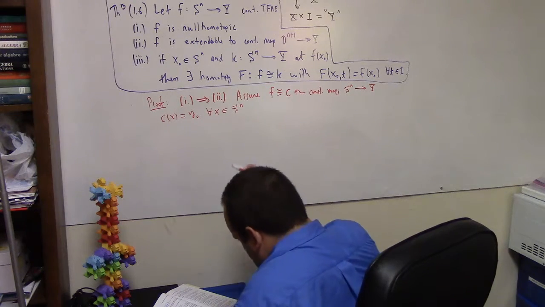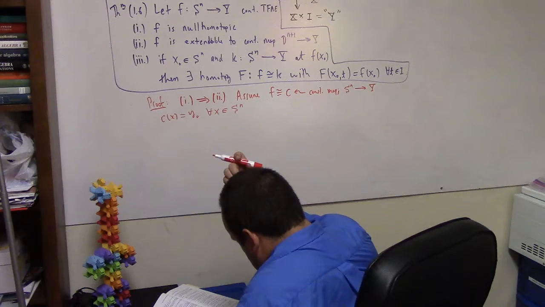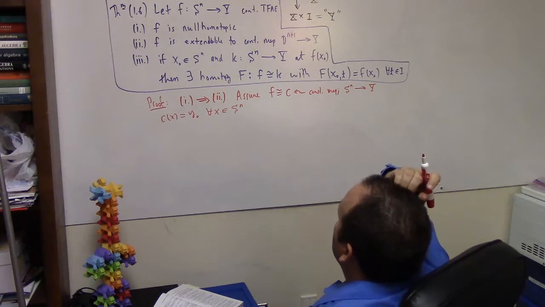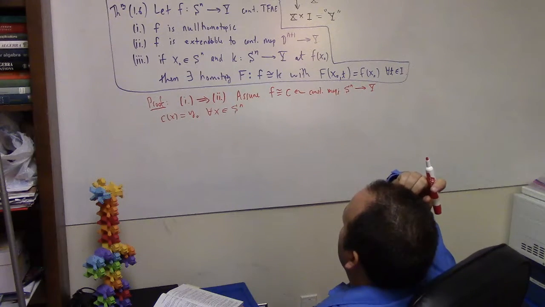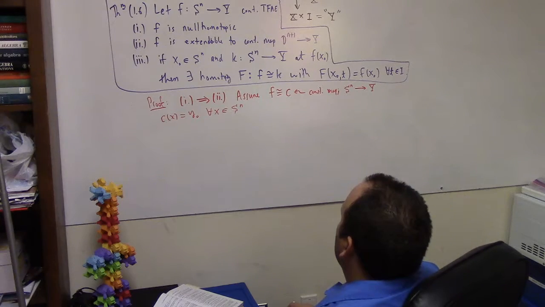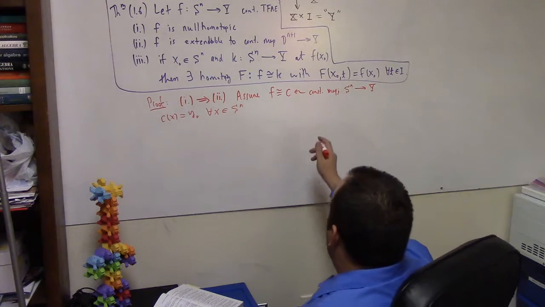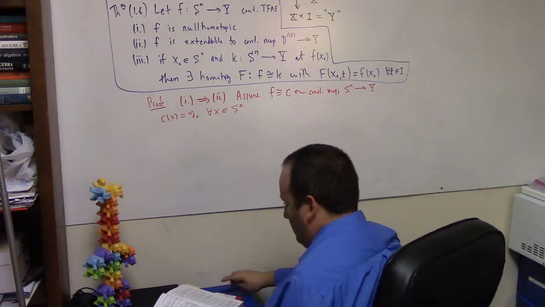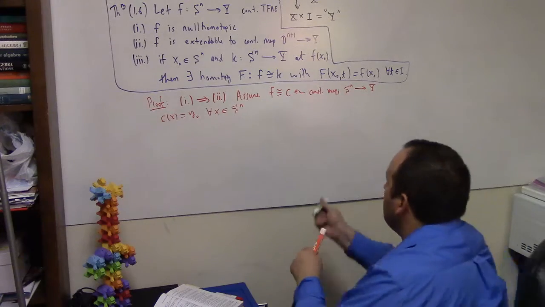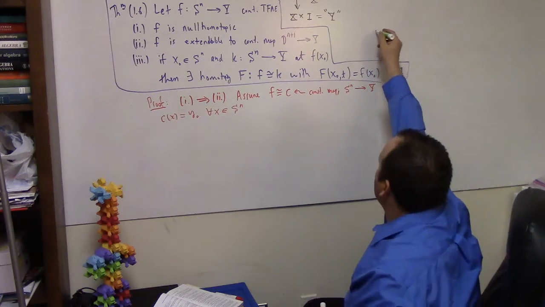Then what do we do? I guess we have to, we're trying to extend that. Yeah, we're trying to extend f to D^(n+1). Let's see here. So, roughly speaking, a picture of what's going on is what? So it's something like this, right? This is Sn.